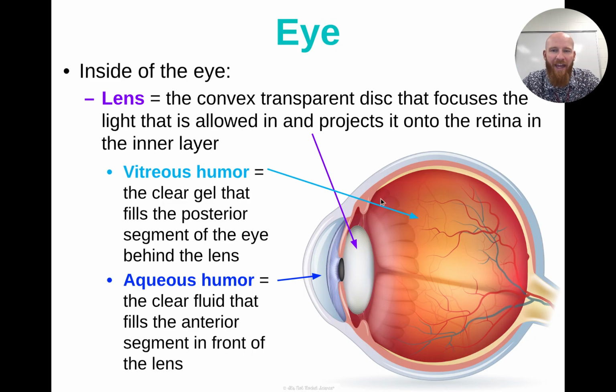You have what's called a vitreous humor or liquid. Remember, humor is liquid. And the clear gel that fills that posterior segment of the eye behind that lens, so that is vitreous humor. And then we have aqueous humor, which is that clear fluid at the anterior, and that's in front of the lens. Okay, so aqueous is in front, vitreous is behind.